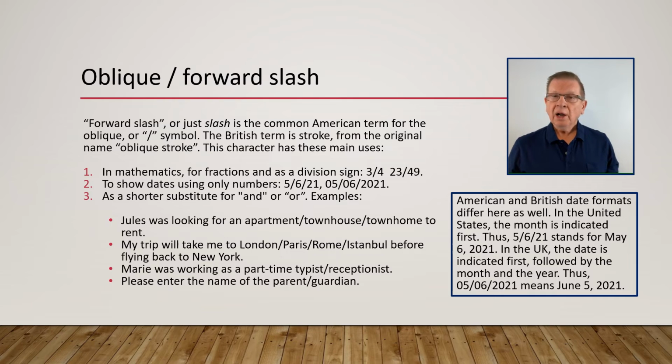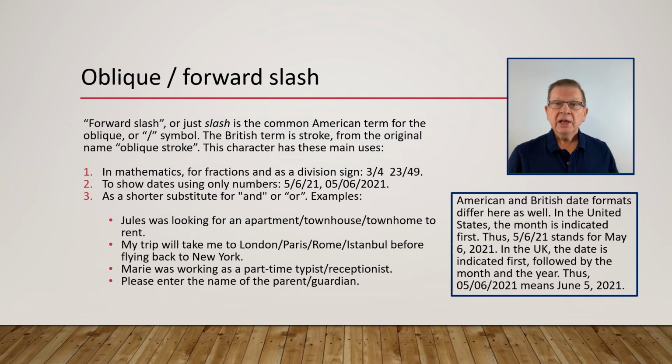05/06/2021. On the subject of dates, American and British formats differ here as well. In the United States, the month is indicated first. Thus, 5/6/21 stands for May 6, 2021. In the UK, as in most of the world, the date is indicated first, followed by the month and the year. Thus, 05/06/2021 means June 5th, 2021.